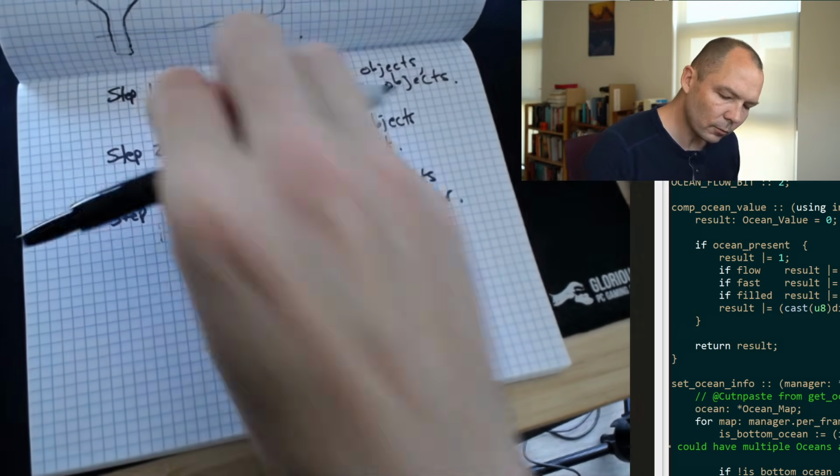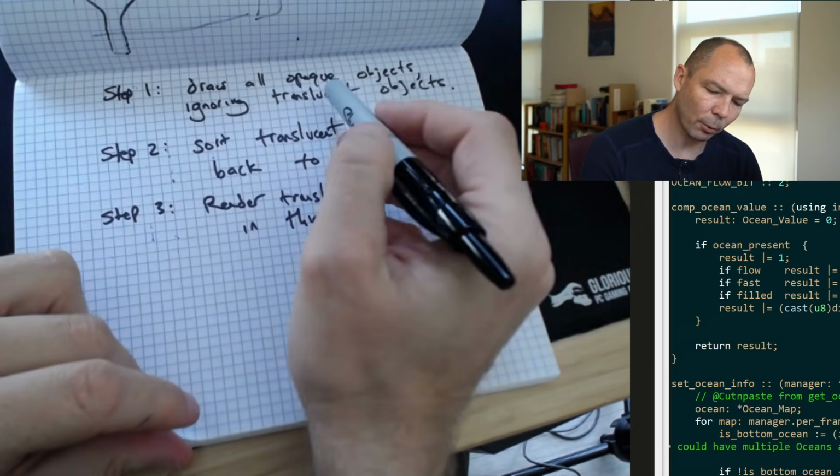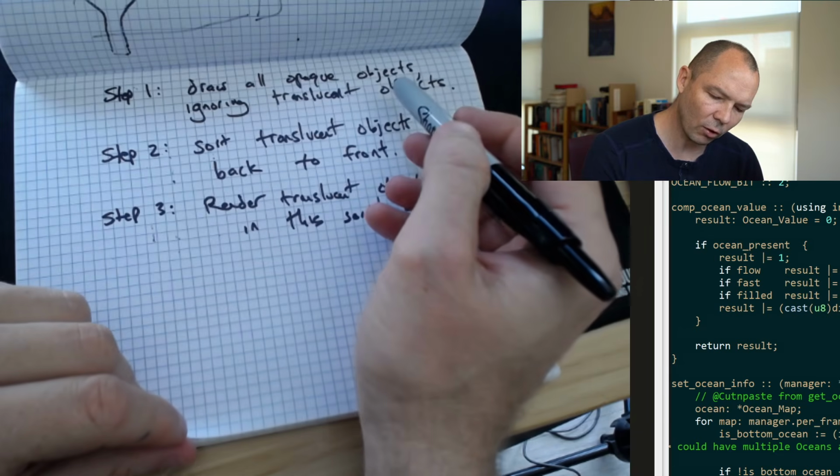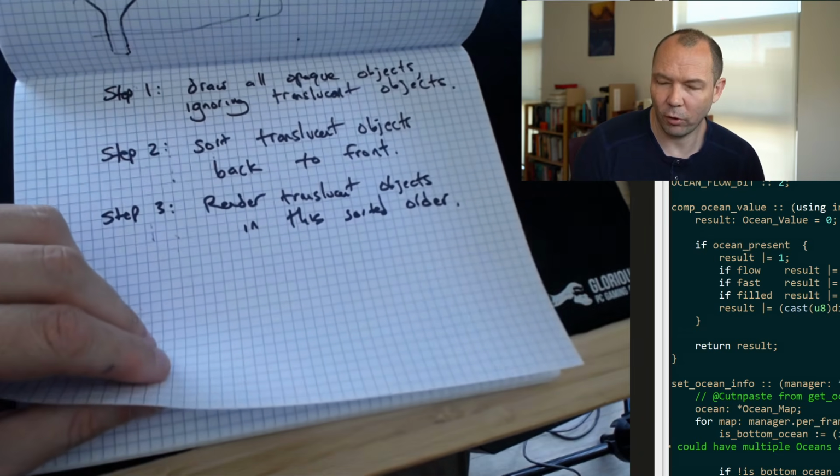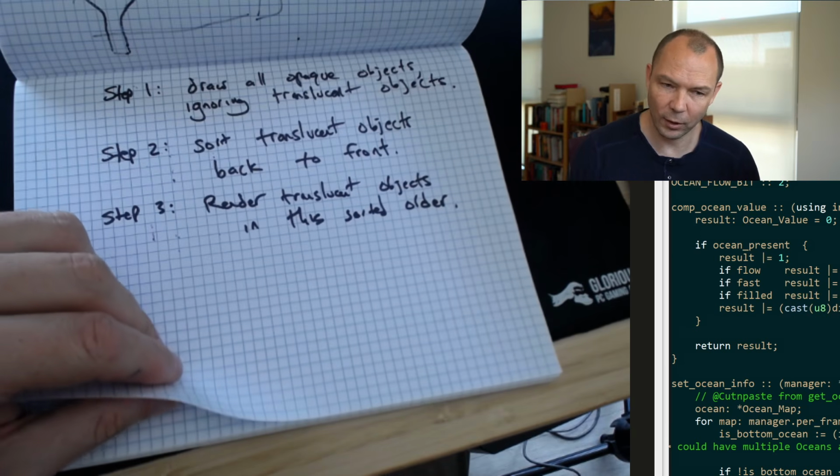first, you use the z-buffer to get a perfect image for your opaque things. And then you render translucent things as if there was no z-buffer. All right, does that make sense to people?